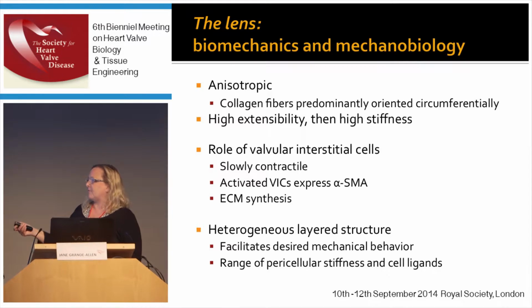They express smooth muscle alpha actin if they are activated, and the activated VICs have a lot of extracellular matrix synthesis. And then, again, going back to the heterogeneous layered structure, not only does this give us the desired mechanical behavior, but also provides the cells within with a range of pericellular stiffnesses due to different extracellular matrix and different biochemical ligands on the extracellular matrix that the cells can bind to.